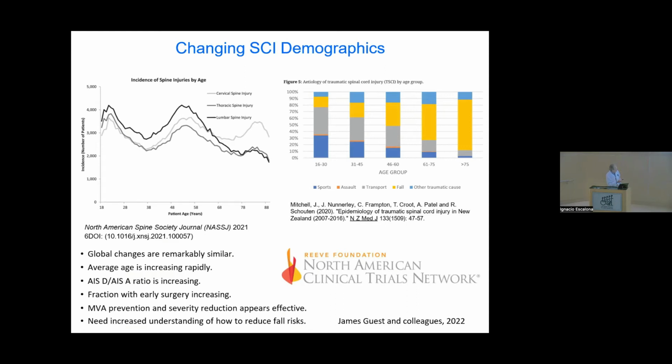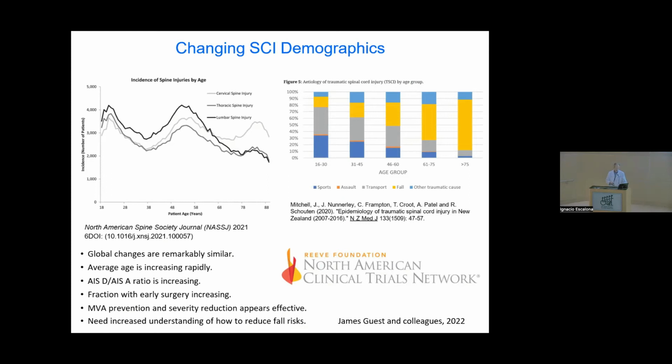So there are global changes. I think we all agree in terms of remarkably similar demographics. Average age is increasing rapidly. This ratio in ASIA D to A is increasing. Fraction with early surgery increasing. Motor vehicle accident prevention and severity reduction appears to be very effective. I mean, these cars today are unbelievable compared to what we used to drive. And increased understanding of how to reduce falls. I think it's a major issue.